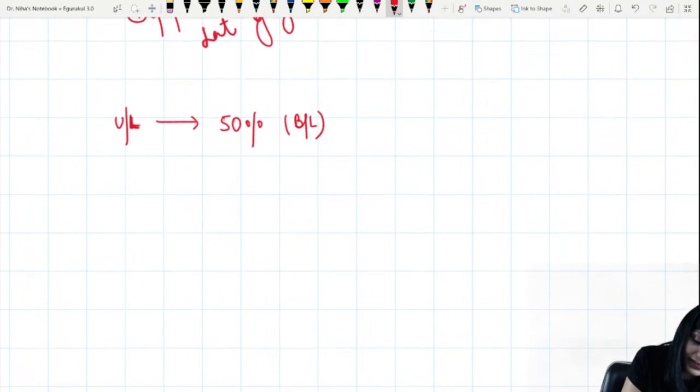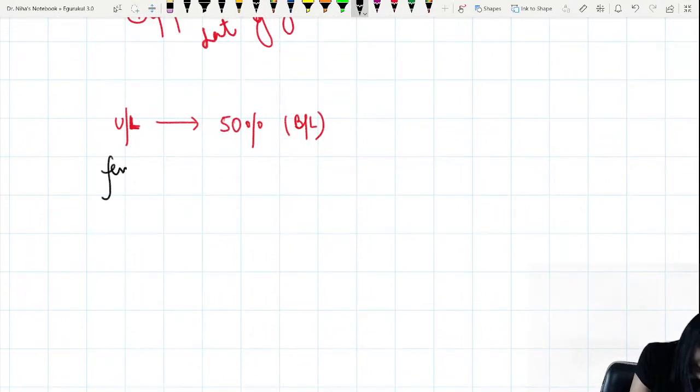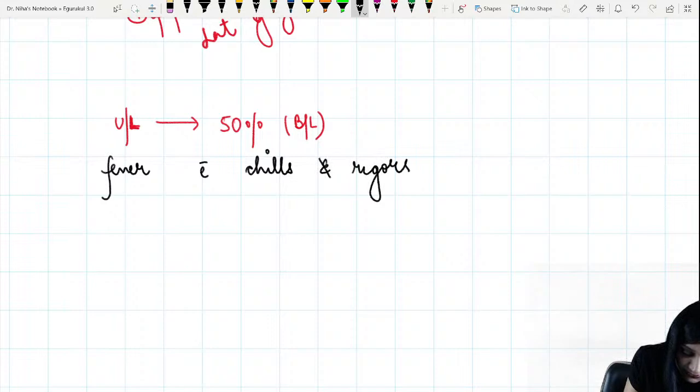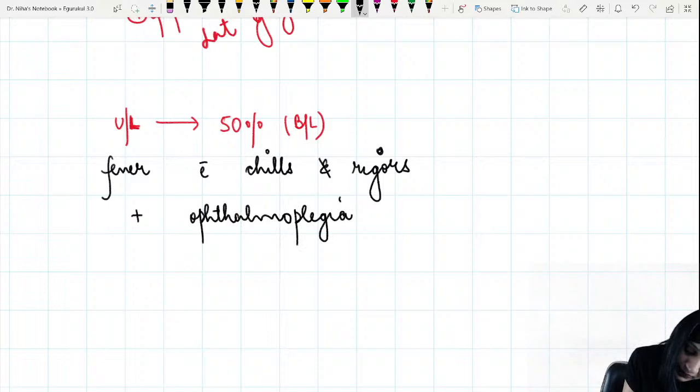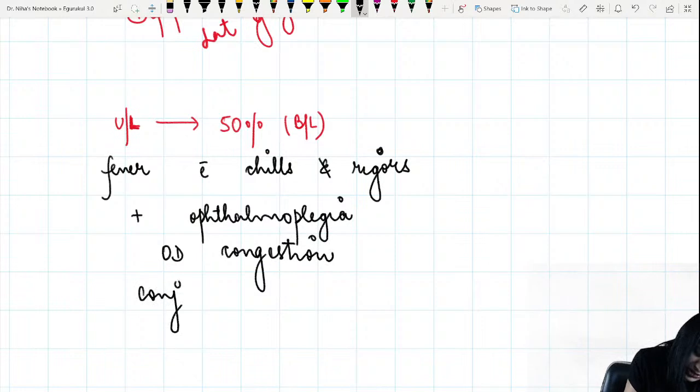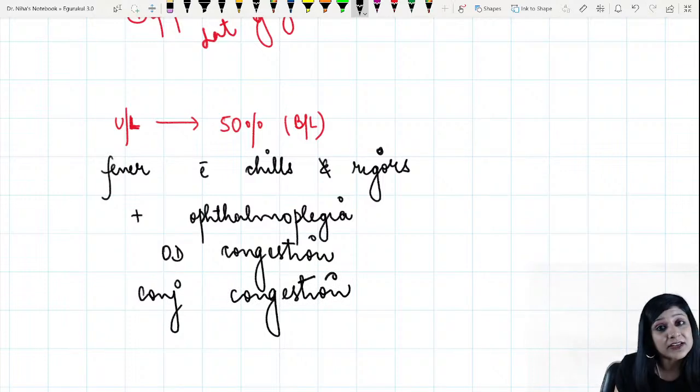So what are the other things that you are going to have? We can have fever with chills and rigors, plus ophthalmoplegias. You have the back pressure changes. Optic disc congestion can be there, and we can have conjunctival congestion. We have the diplopia in the lateral gaze, that is also there.